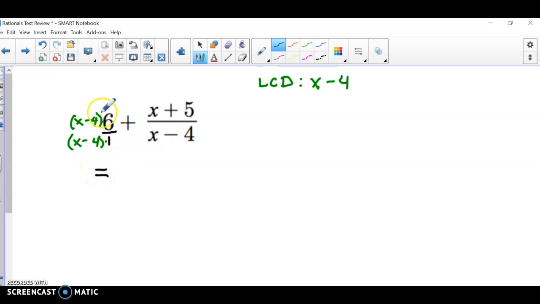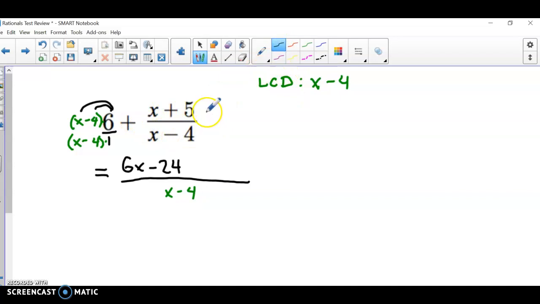So this 6 times x minus 4 up on the top is going to become 6x minus 24 because I distributed that 6 just like that. And my denominator is still my least common denominator because I've gotten x minus 4 on the bottom here now. I have x minus 4.